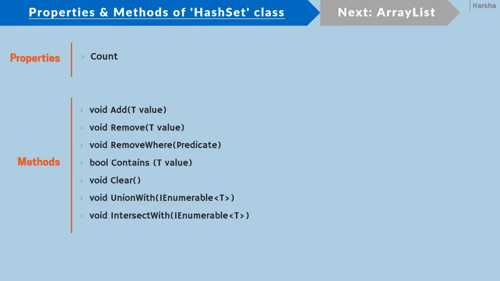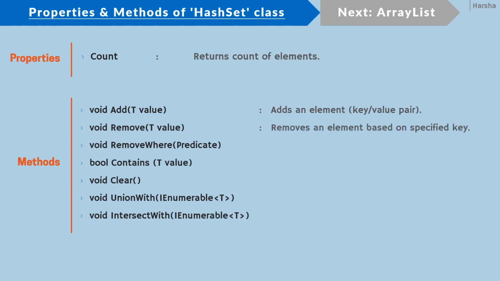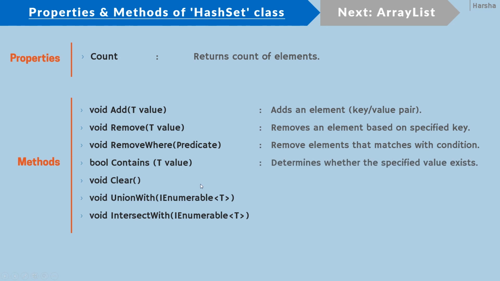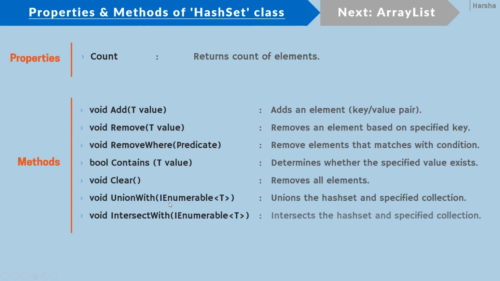And these are the properties and methods of HashSet which were demonstrated a moment ago. The Add method allows you to add the elements. You can remove the element based on the value, you can remove elements based on a predicate, and you can search for a particular value to determine whether it exists or not. And you can clear all the elements. You can perform union and intersection.